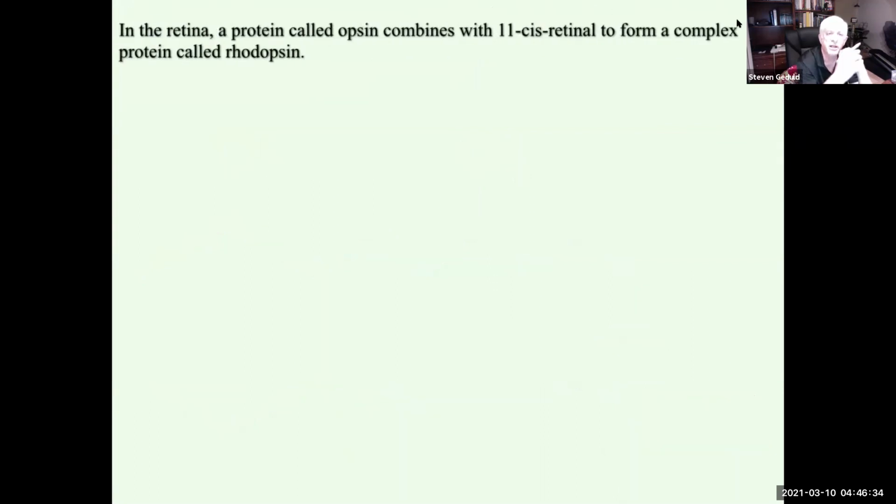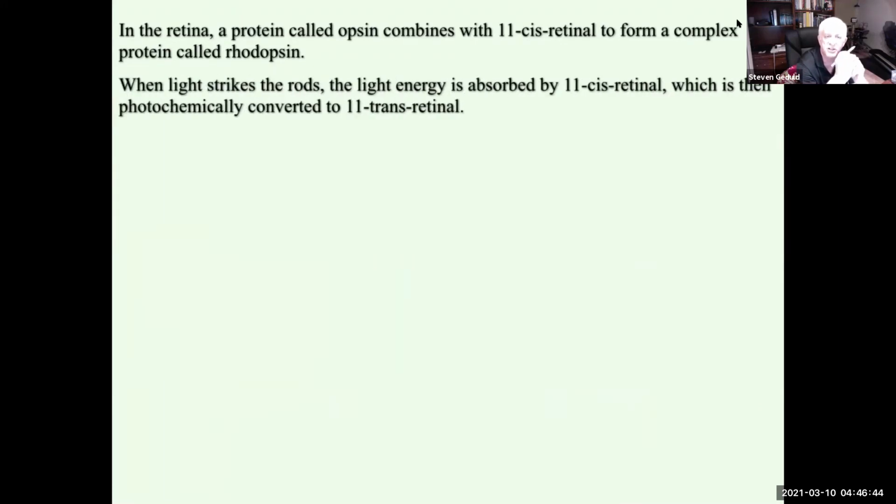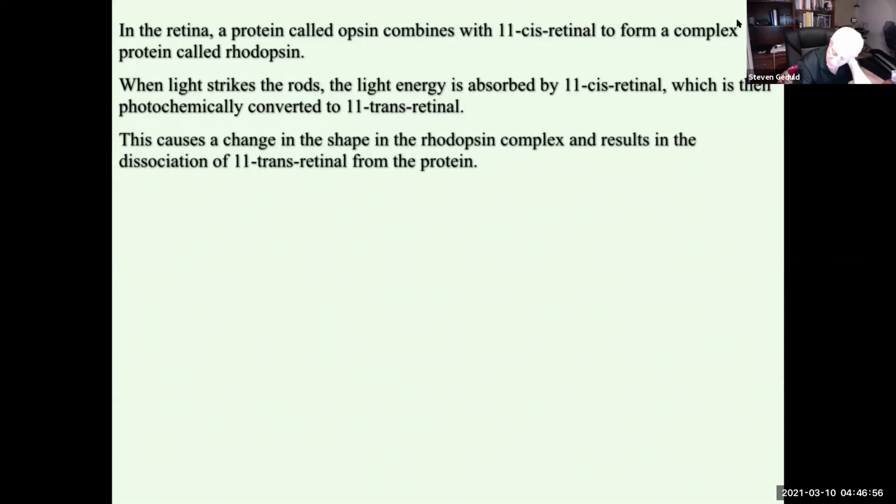In the retina, there's a protein called opsin, which combines with 11-cis retinal to form a complex called rhodopsin. That's what allows the eye to see. When light strikes the rods, the light energy is absorbed by 11-cis retinal, which is then photochemically converted to 11-trans retinal. So it goes from a cis to a trans relationship when it hits light, and that's what registers in your brain as light.